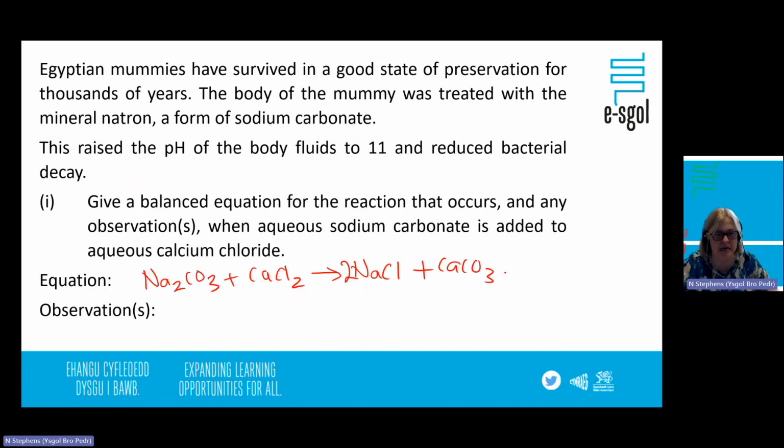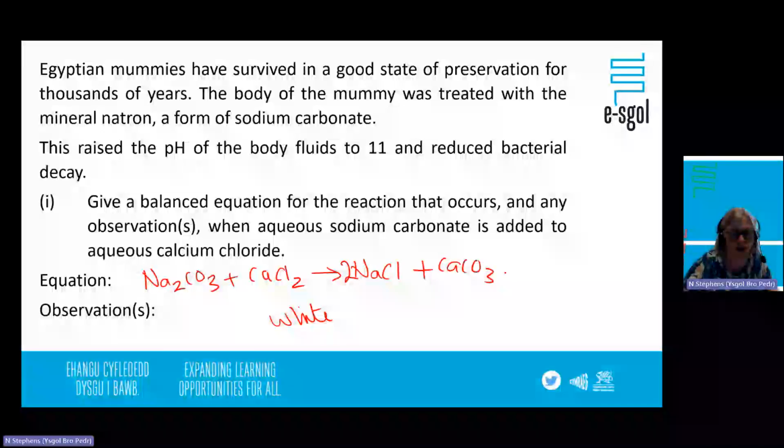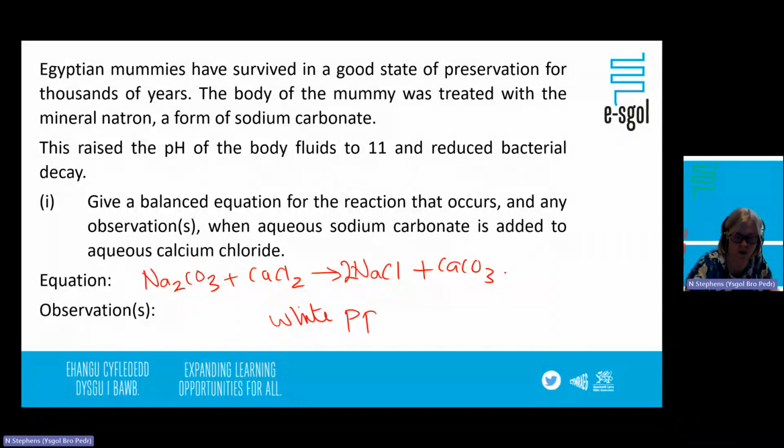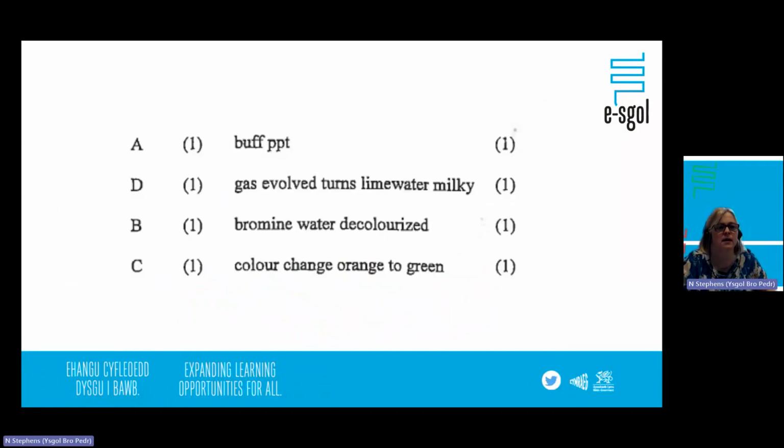But you've created an insoluble carbonate now, because as we know, group 2 carbonates are insoluble. So you would expect, therefore, to get a white precipitate created, because all group 2 salts are white, of course. Okay, but be clear that it is that calcium carbonate that's giving that white precipitate result.